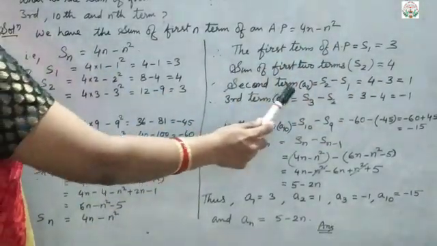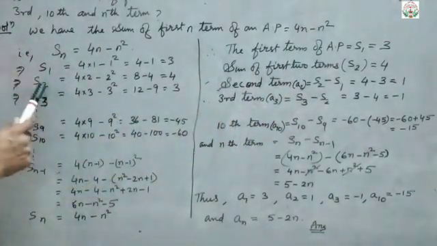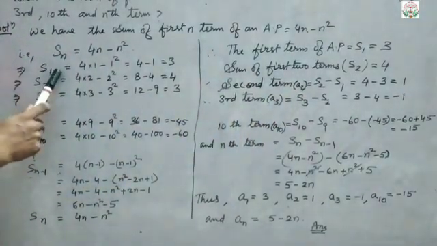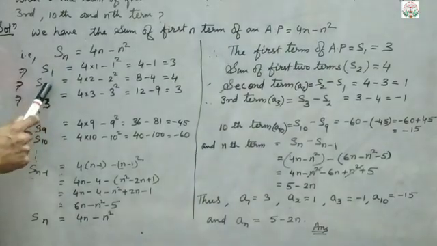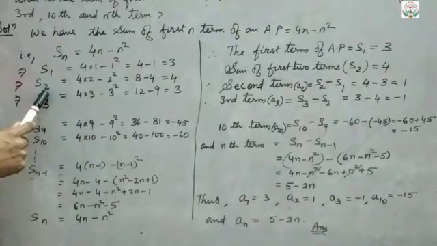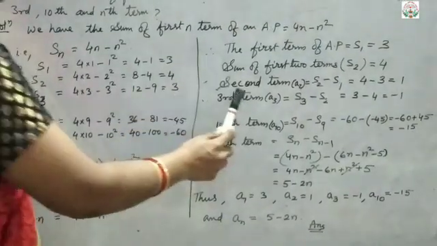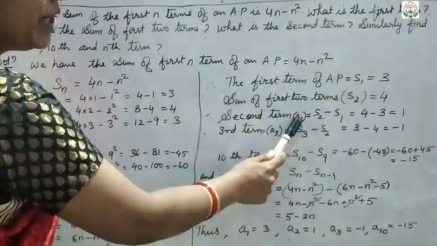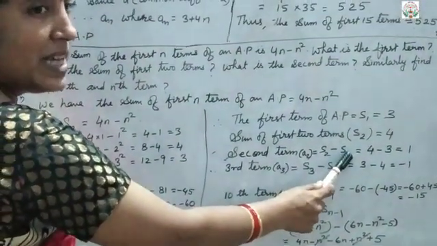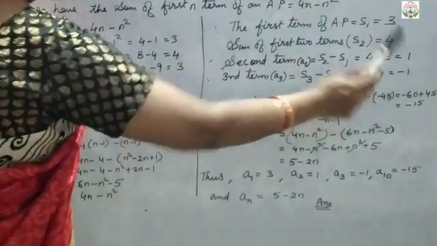Now after that, the second term you have to find, that is A2. So for the second term, what we will do? S2 minus S1. S1 means the first term, S2 means the sum of the first and second terms. So if I subtract the first term, I will get the second term. Clear children? So second term A2 equals S2 minus S1. S2 is 4, minus S1 which is 3. So 4 minus 3 will be 1.